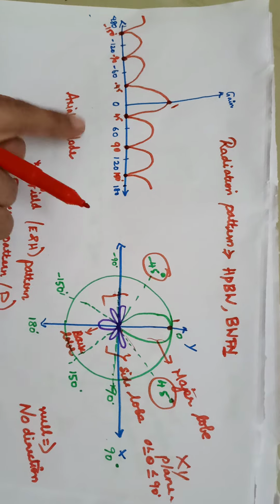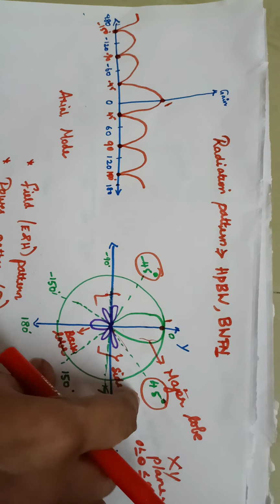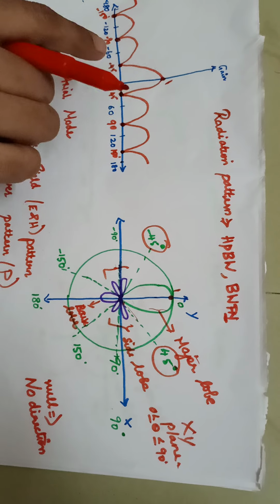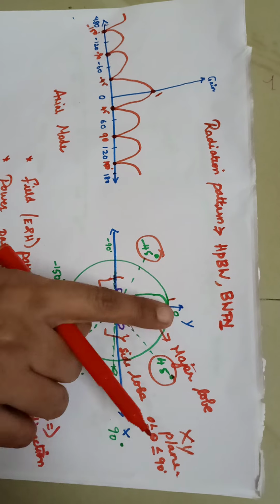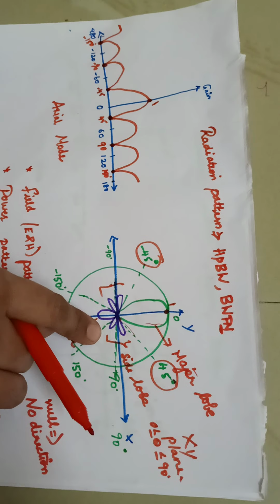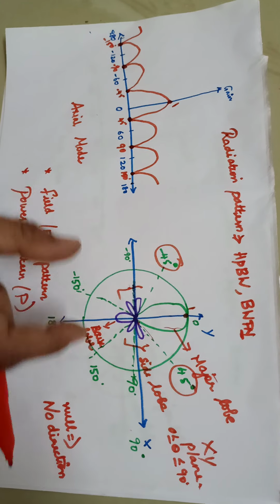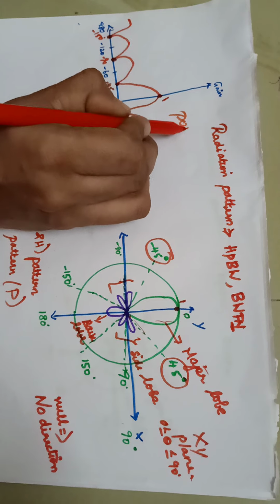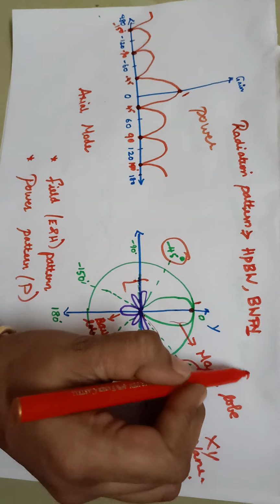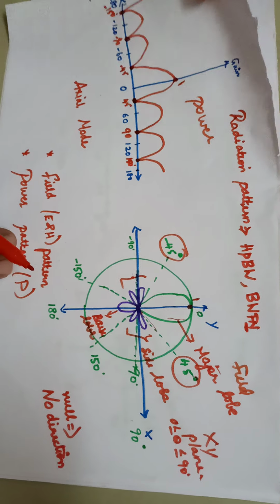Both are radiation patterns. See the difference: this is also a radiation pattern, and this is also a radiation pattern. But if it is in terms of power, it is called a power pattern. If it is in terms of fields like x and y components, it is called a field pattern. That is the only difference. So there are two ways of drawing it, one in terms of power, another in terms of fields. Both are the same. Now let us see one small problem.